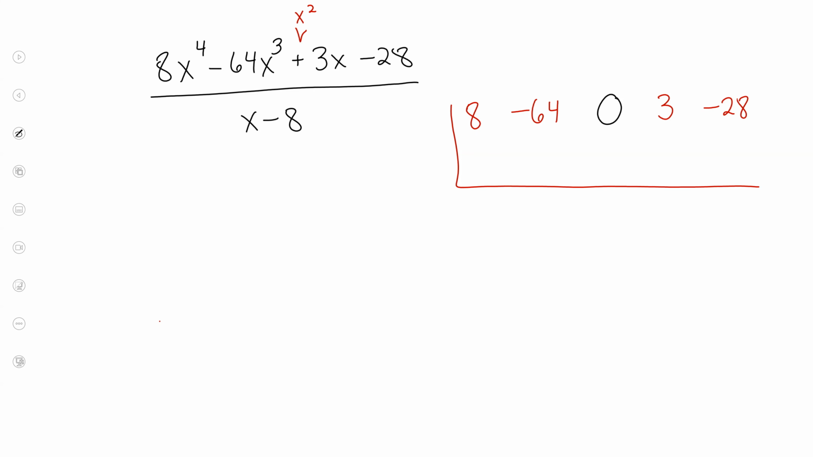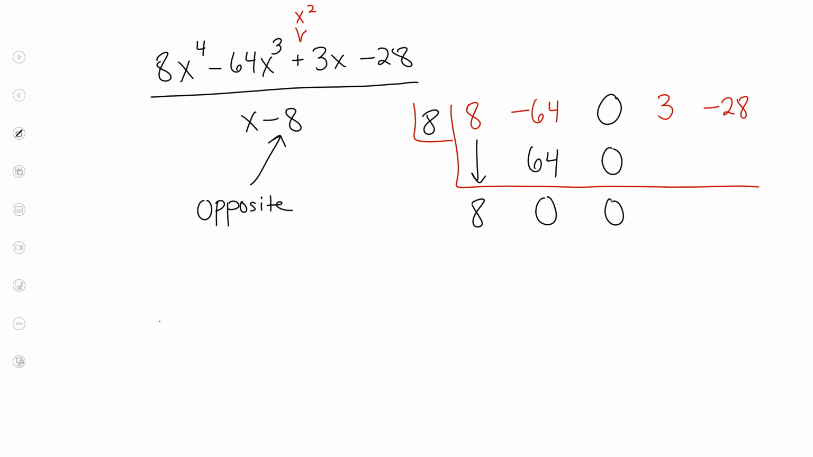And then you repeat the same process. What will I put out here, guys? 8. Good. It is always opposite of this number. So I'm going to put an 8 there. So let's start the process. Bring down the first coefficient and you multiply. 8 times 8 is 64. Then you add these together. Negative 64 plus 64 is 0. Repeat the process. 8 times 0 is 0. Add these together. 8 times 0 is 0. Add these together, you get 3. 8 times 3 is 24. Add these together, you get negative 4.